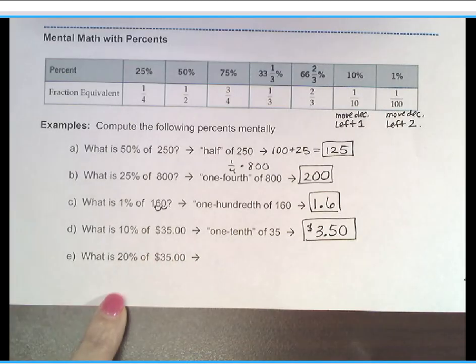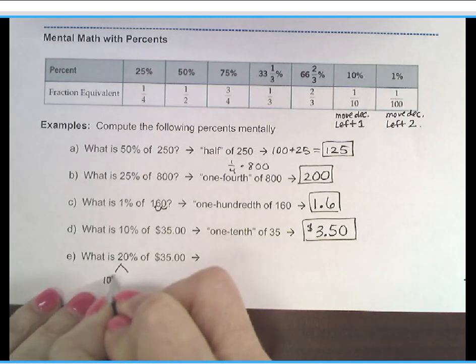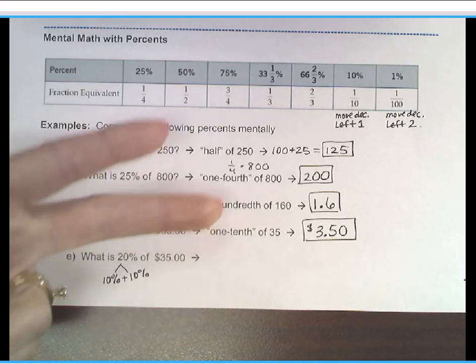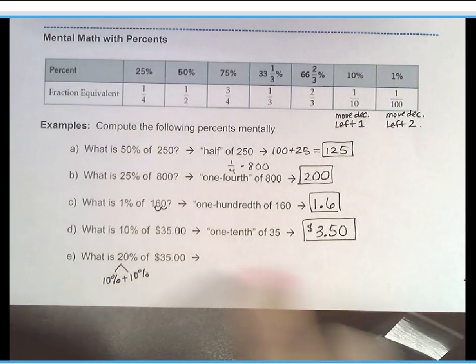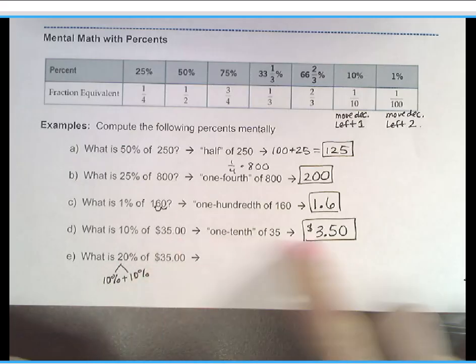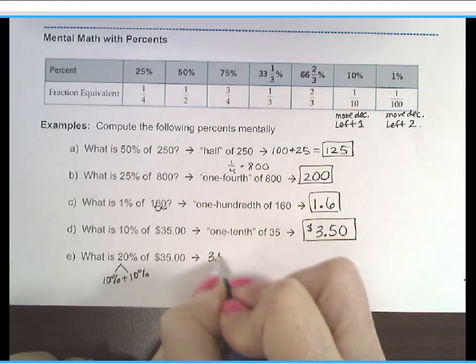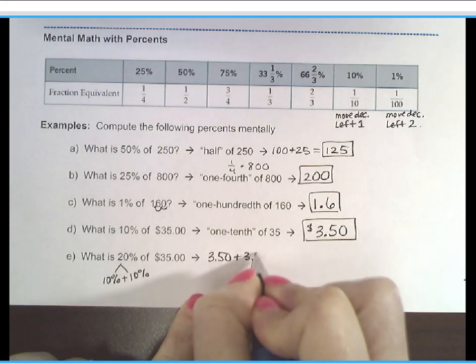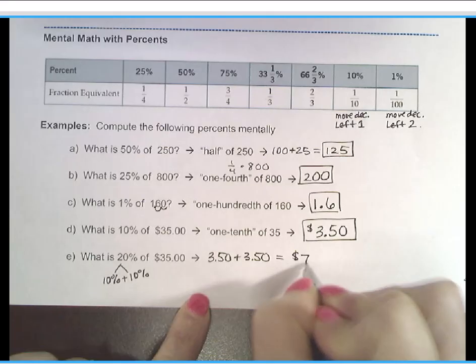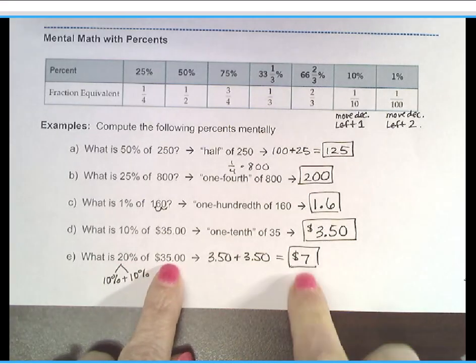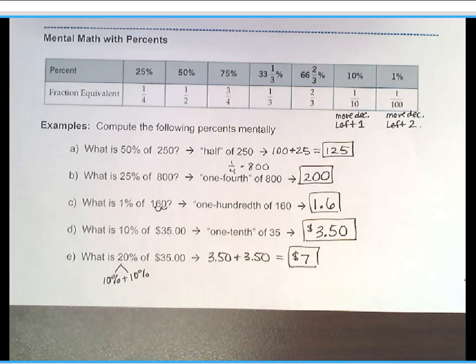So then how do you do 20%? Well, 20% is 10% plus 10%, right? So 10% and 10% make 20%. So what's 20% of 35? Well, 3.50 and 3.50, most people can do that in their heads too. That's $7. So if you wanted to leave a 20% tip on a $35 bill, it would be $7, right?